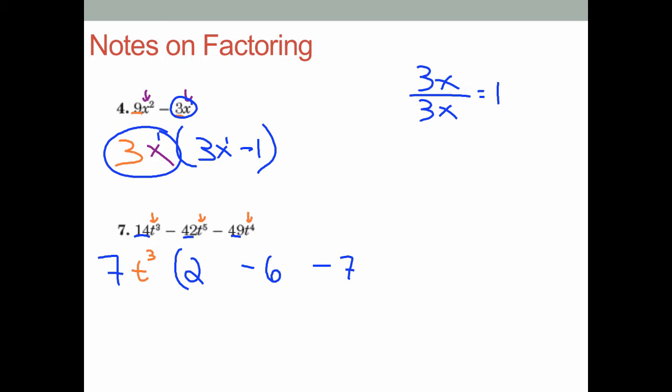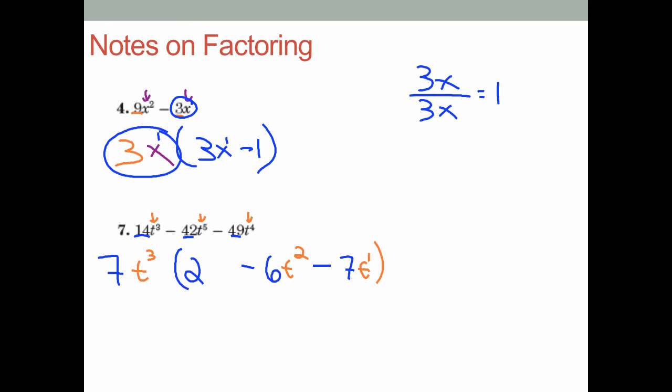Now, if I pull out 3 t's here, I won't have any left in this first term, so I'm going to leave it just 2 minus. I pull out 3 from the second term, so I'm going to be left with t squared there. And I pull out 3 from the 4 that I had in the last term, I'm just going to be left with 1t. And that would be the factored form of that.